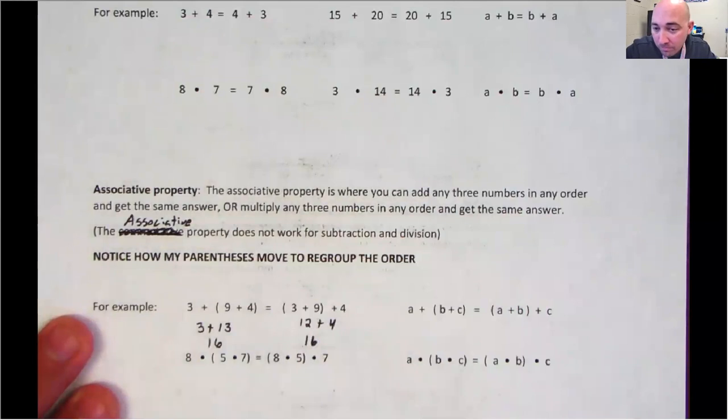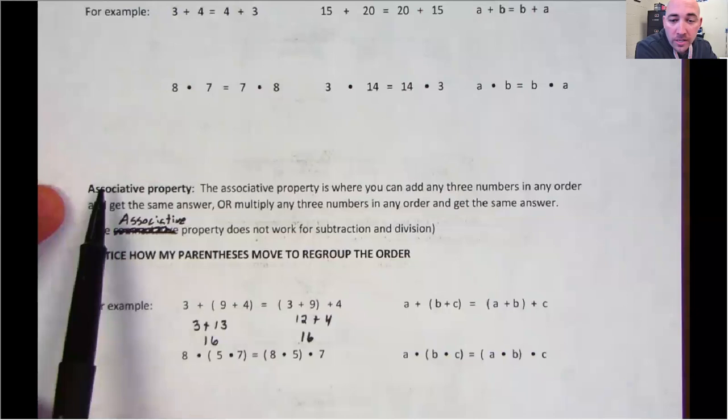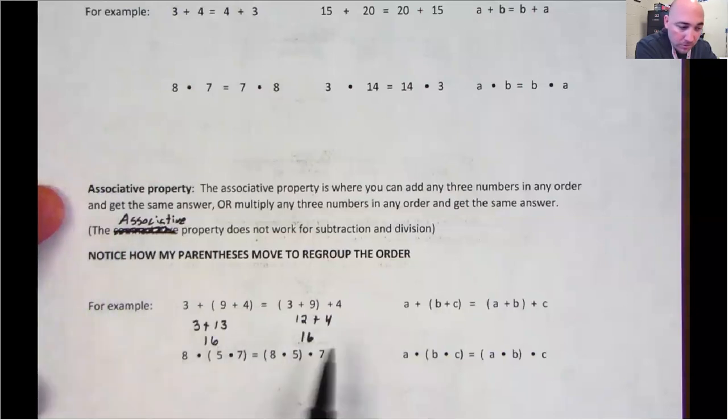Same thing when you do the multiplying. So when you're multiplying three numbers in any way, you'll get the same answer. Again, please copy down the vocabulary word and the examples.